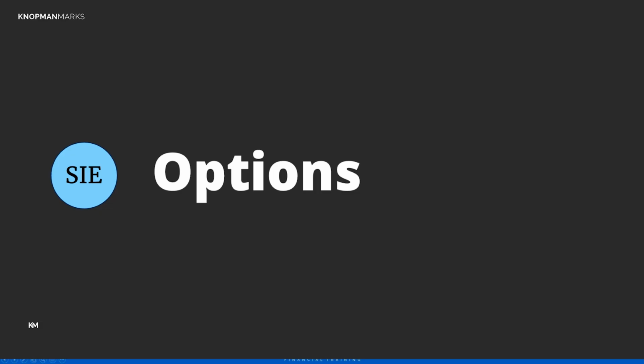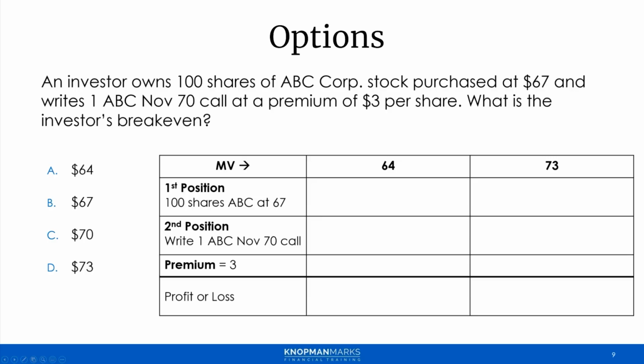An investor owns 100 shares of ABC Corp stock purchased at 67 and writes one ABC November 70 call at a premium of 3 per share. What is the investor's break even? This is a straight up math question that you could get.